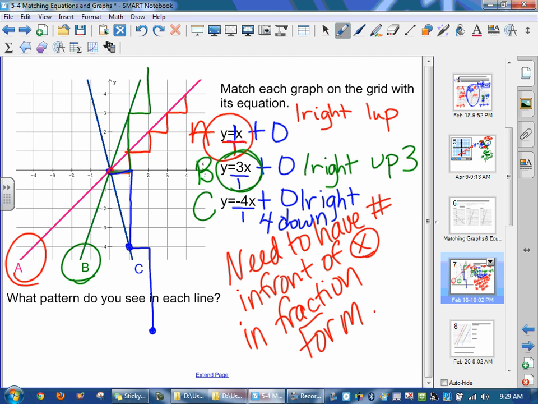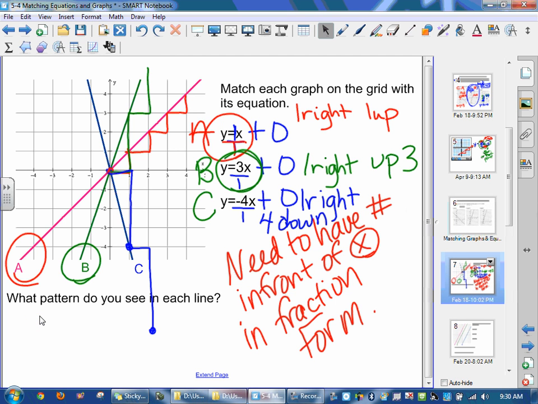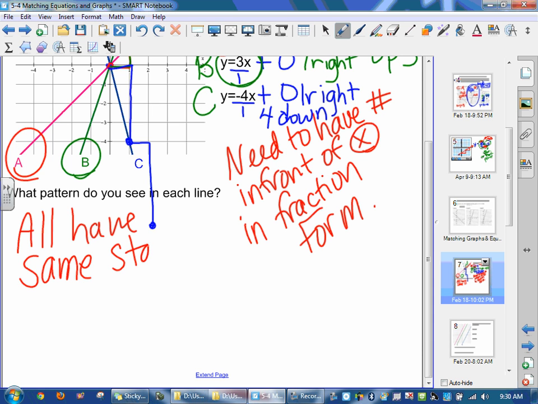So just taking a look at this one real quick. What did we notice? They all had the same what? The same start point. These guys all have the same start point. Okay, so let's look at our parallel lines on the next page, okay?